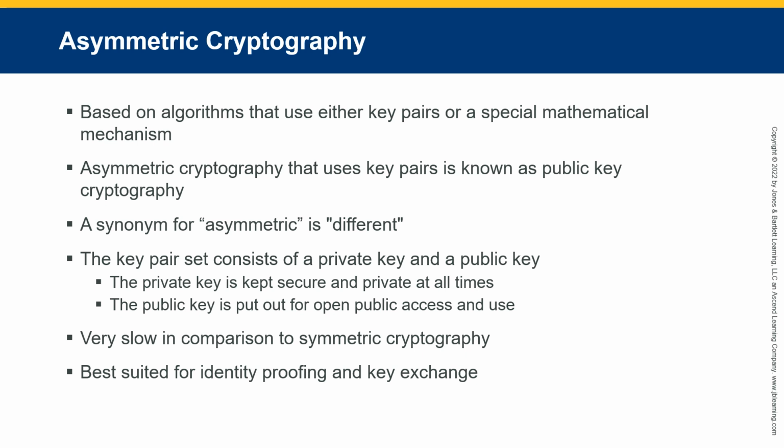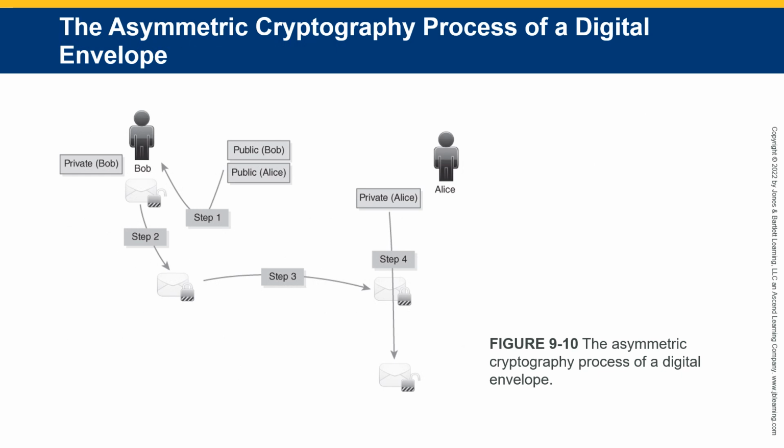This is a synonym for asymmetric, means different. So the key pair consists of a private key and a public key. The private key is kept secure and private at all times. It's probably best where it's stored on a hardware security module, or HSM. The public key is put out for open access for everyone to use. It is very slow in comparison to symmetric key cryptography, and it's best suited for identity proofing and key exchange. So let's look at how this works.